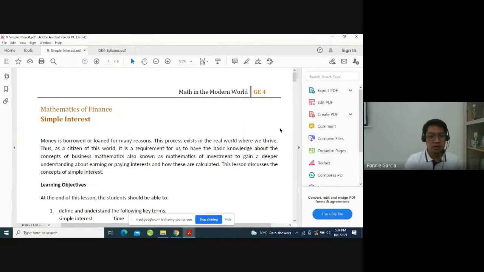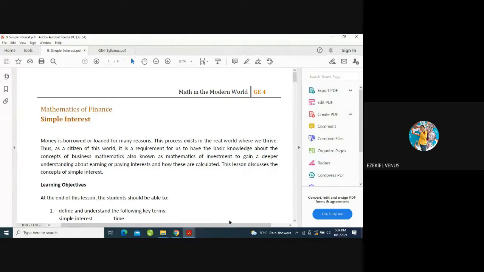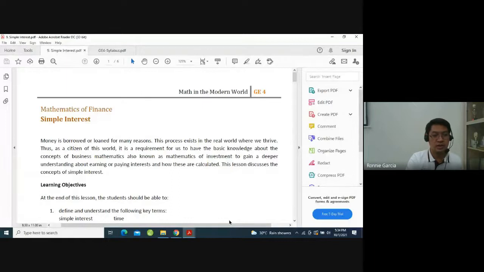Can you still recall what is simple interest? Have you discussed this in your high school? Yes, sir. Very good. So you can all relate to this, right? This is included in mathematics in the modern world. It's because we are all involved with borrowing money, or sometimes we are the ones lending money, and we are engaged with business. So the money matters are part of our financial literacy. So it is included in mathematics in the modern world.